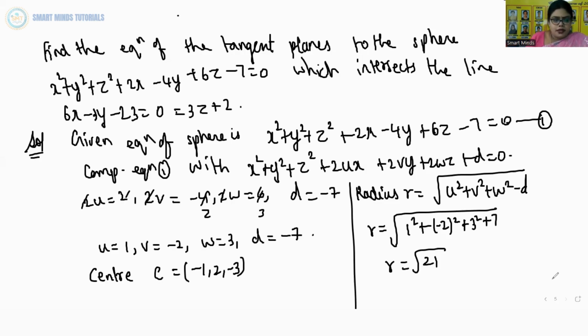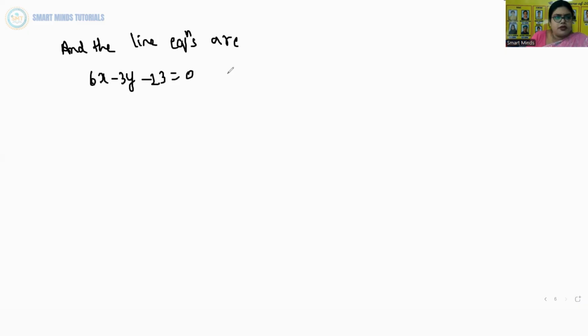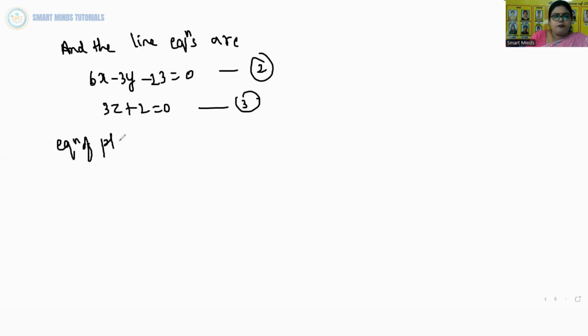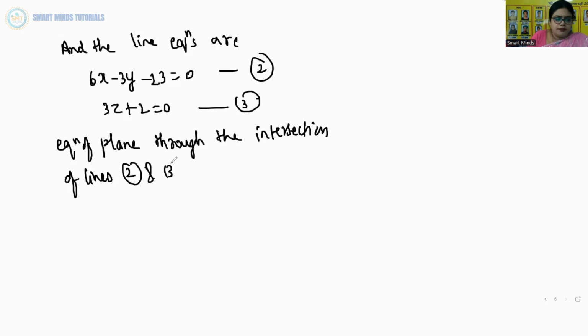Now after finding the center and radius, we will write down the line equations. There are two line equations given in the question. They are 6x minus 3y minus 23 is equal to 0, this is equation number 2, and 3z plus 2 is equal to 0, this is equation number 3. Now what is the equation of the plane through the intersection of lines 2 and 3?